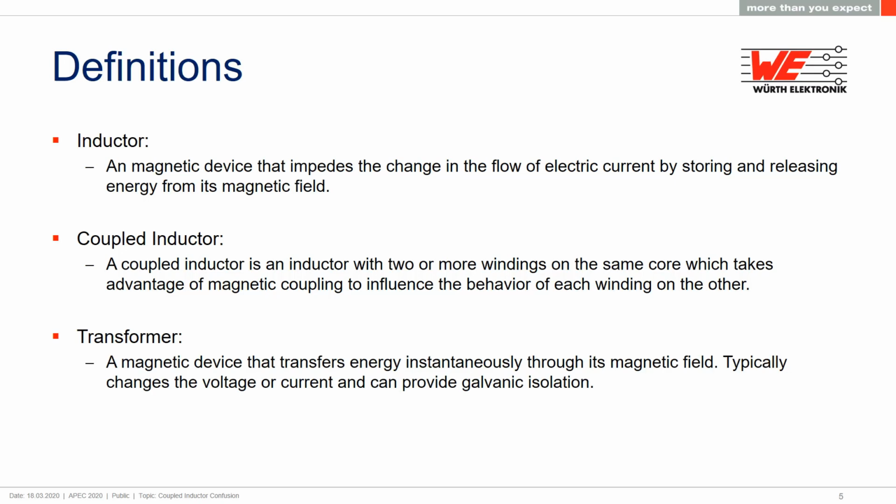A transformer, on the other hand, is a magnetic device that transfers energy instantaneously through its magnetic field. It typically changes the voltage or current, and it provides galvanic isolation. By definition, a coupled inductor is an inductor, not a transformer. By function and by design, they work on different principles. One stores energy, the other transfers energy. The schematics may look the same, but they are not interchangeable.